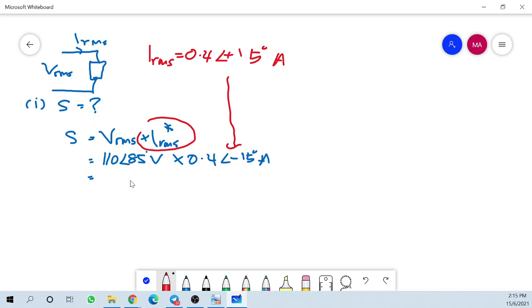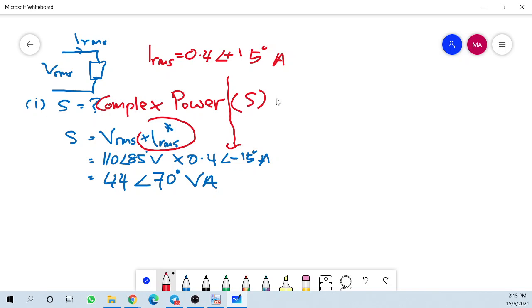Siapa yang belum buat, make sure kamu buat. Okay, so the answer is 44 angle 70 degree. The unit actually is volt ampere. We call it a complex power. Dia punya simbol adalah S.